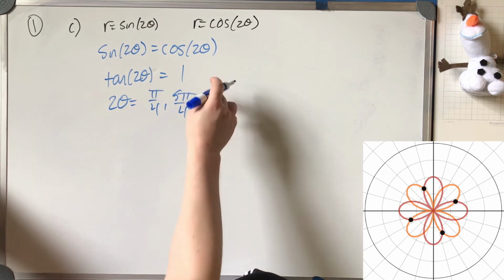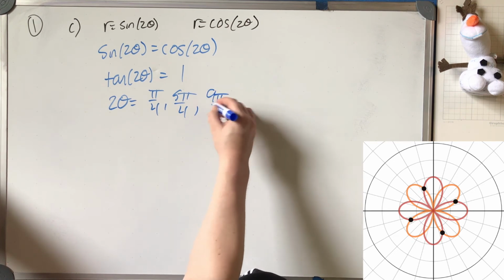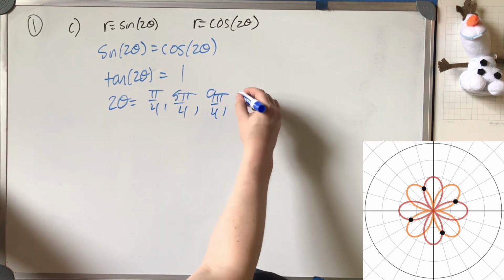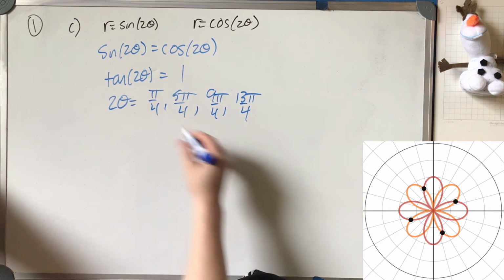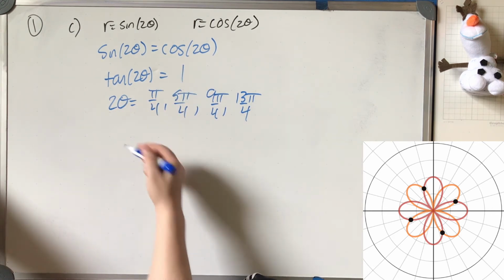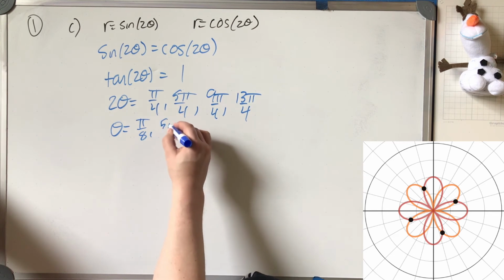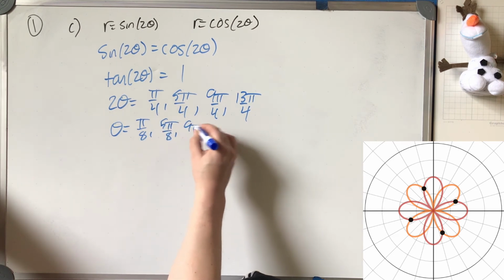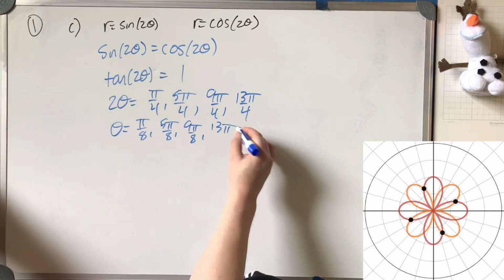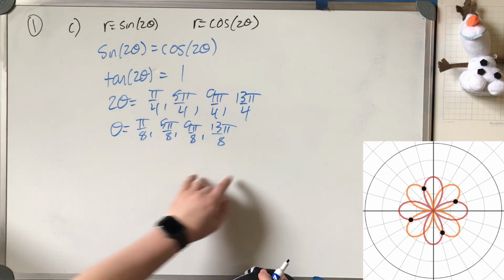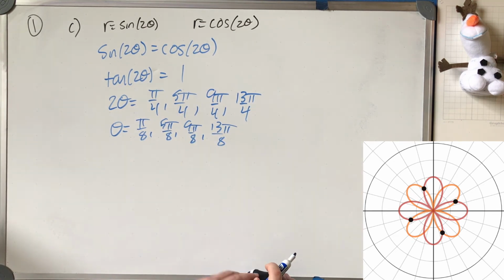And then I just need to add 2 pi to both of those. So I'll get 9 pi over 4 and then 13 pi over 4. And that's because of the 2 theta. And then I need to divide everything by 2. So I get pi over 8, 5 pi over 8, 9 pi over 8, and 13 pi over 8. And all of these are back down between 0 and 2 pi. So that's why we end up doing that.